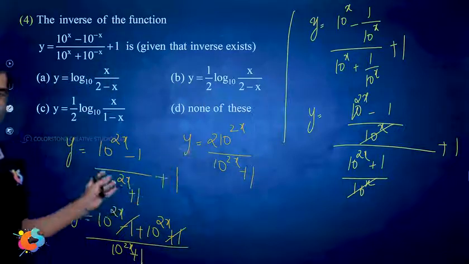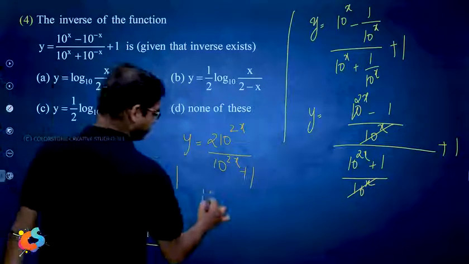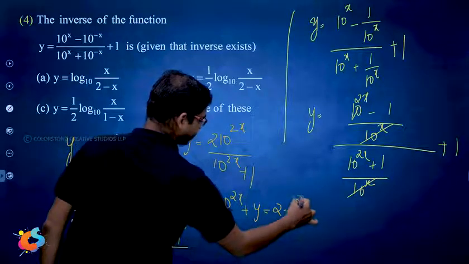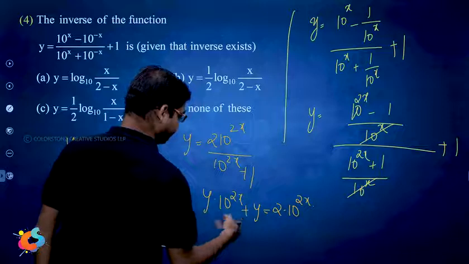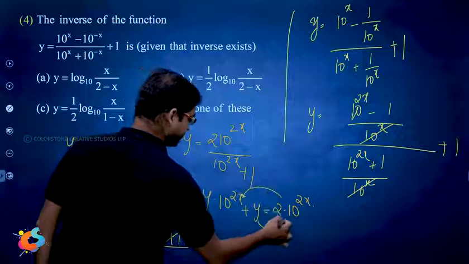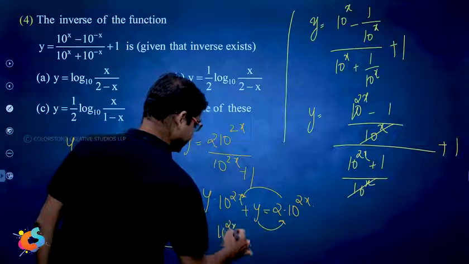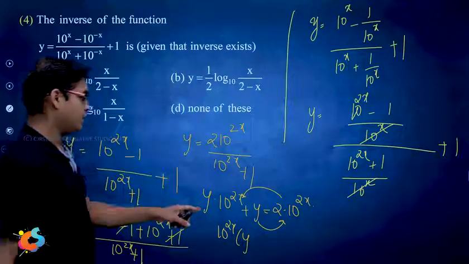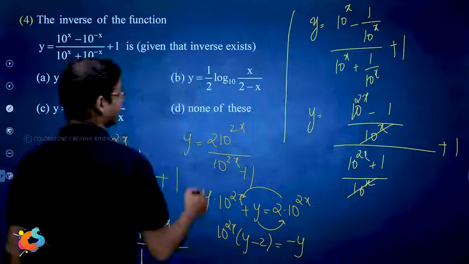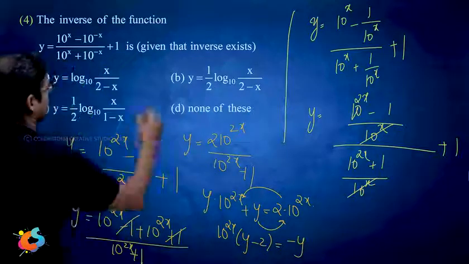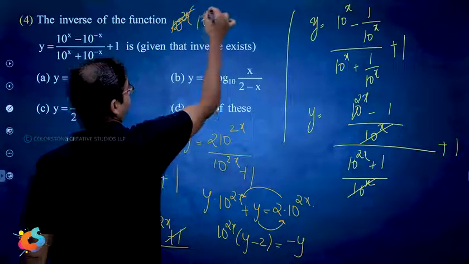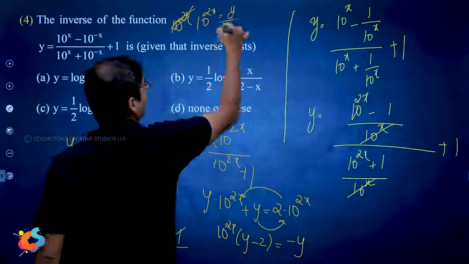Let us get all x terms on one side, everything else on the other side. So y into 10 power 2x plus y is equal to 2 into 10 power 2x. So we want x terms on one side, everything else on the other side. So therefore, let us bring this here and this there. So therefore, 10 power 2x into y minus 2, this is equal to minus y. So from here we have 10 power 2x is equal to y by 2 minus y.